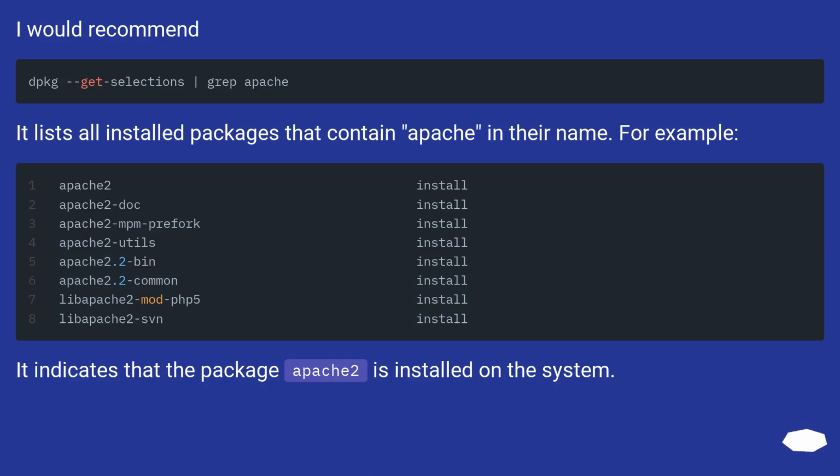I would recommend this. It lists all installed packages that contain Apache in their name. For example, it indicates that the package Apache 2 is installed on the system.